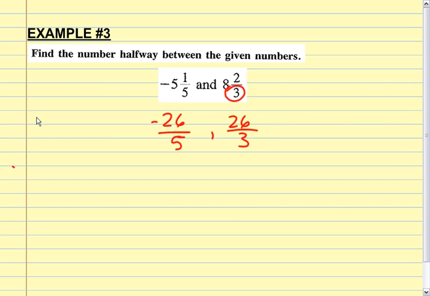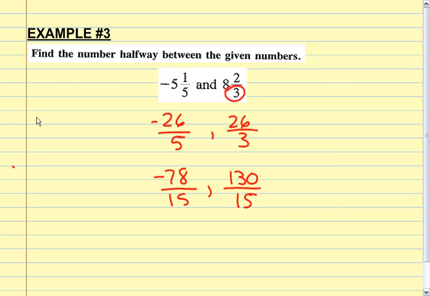Great. Now we want to add these two things together, so they need a common denominator. What is the common denominator between these two? 15. All right? So I need to multiply the first one by 3 and the second one by 5. What do I get as the numerator of the first one? -78. Good. What do I get as the numerator for the second one? 130.